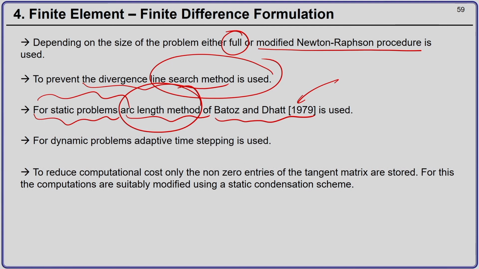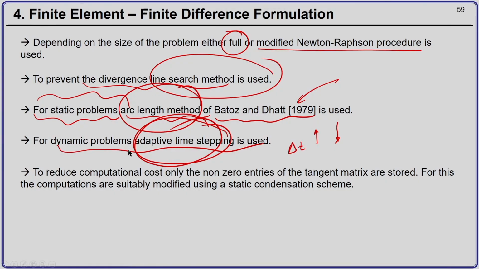If you are solving a dynamic problem, then depending on the convergence rate, you have to use what is called adaptive time stepping, which means that the delta t can go up or down depending on the rate at which your Newton-Raphson procedure is updated. So, if your Newton-Raphson procedure fails and the line search also fails, then the next step is to use adaptive time stepping to decrease the delta t and then redo the complete step from t to t plus delta t.